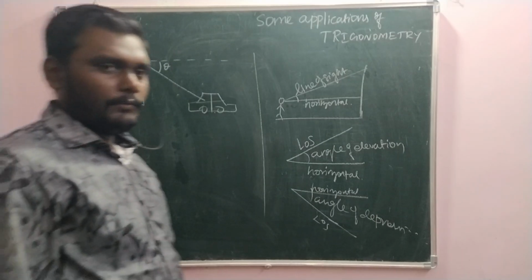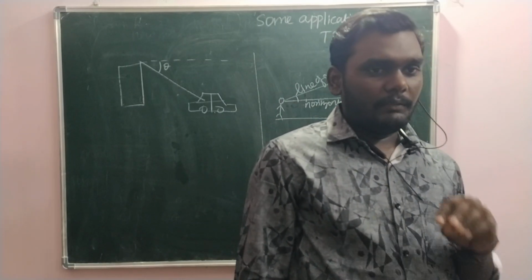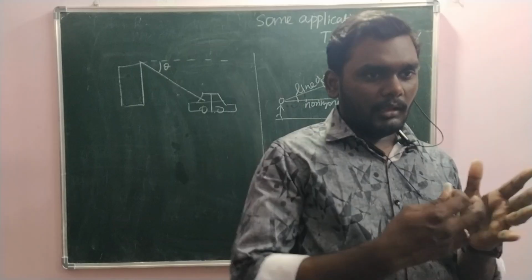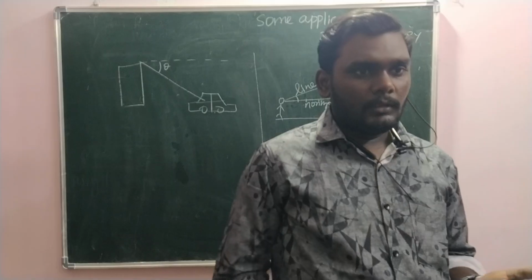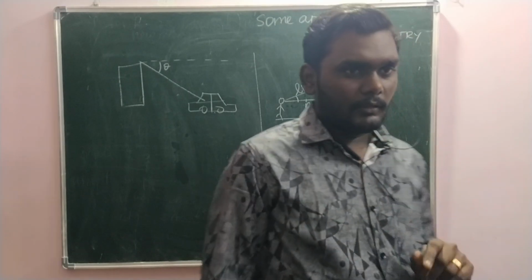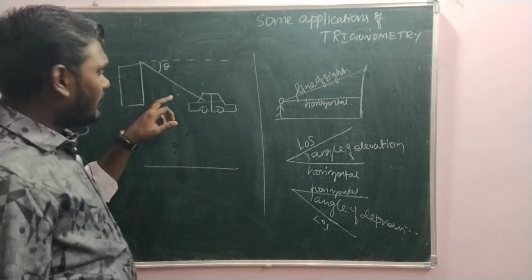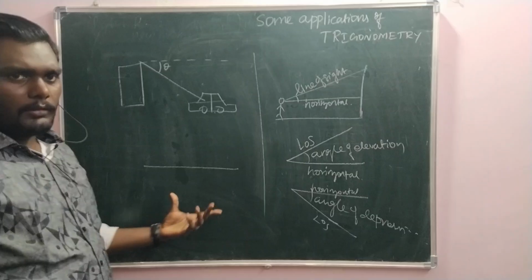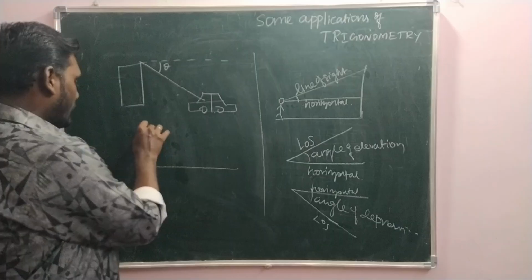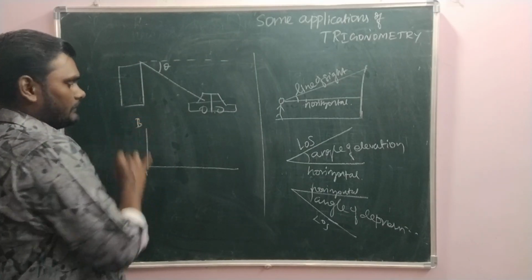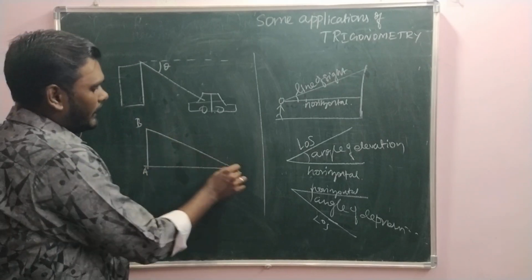Simply here, the first and foremost important thing is the diagram. If you did the diagram correctly, everything will automatically follow. Suppose you made a mistake in the diagram, everything collapses. So, the important thing is the diagram. For this scenario, first we have to draw the ground. And then a tower, let AB be the tower, and C be the position of the car. And this is the line of sight.